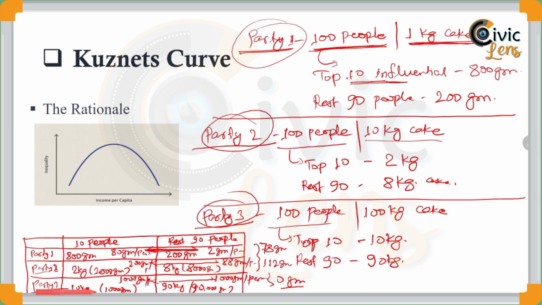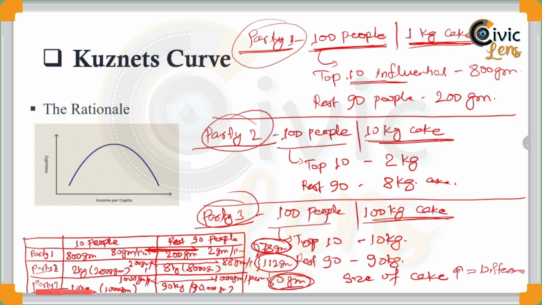Only the cake size is increasing. Here it was 1 kg, here 10 kg, here 100 kg, right? So in case of party 1, the difference was 78 gram, then in party 2 it became 112 gram, and in party 3 it became 0 gram, right? So we can say that as the size of cake increases, the difference decreases, right? And this is exactly the Kuznets curve analogy. So here the size of cake is basically growth, and this difference is basically income inequality, right?